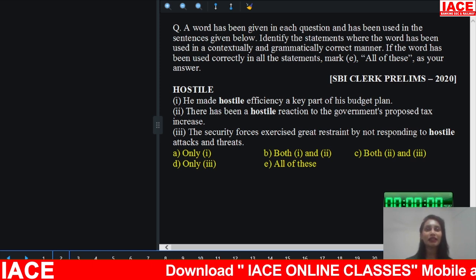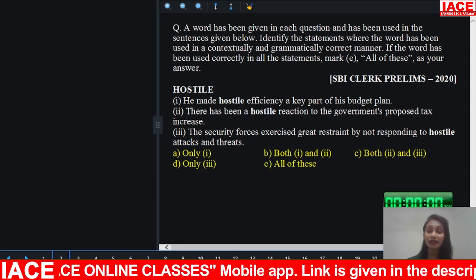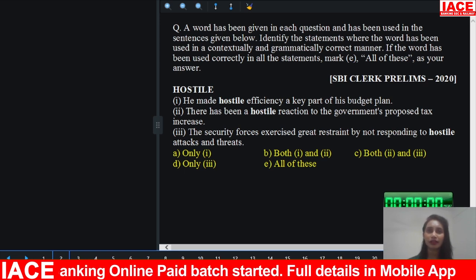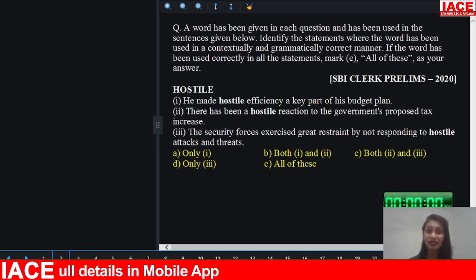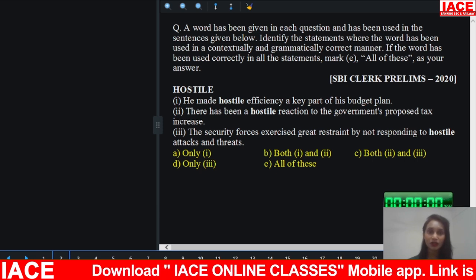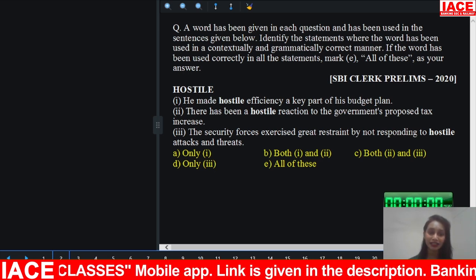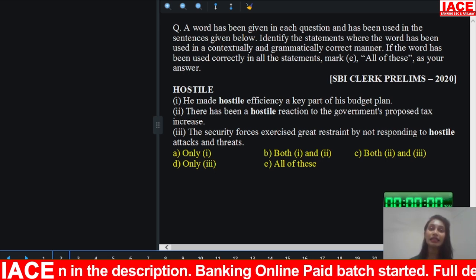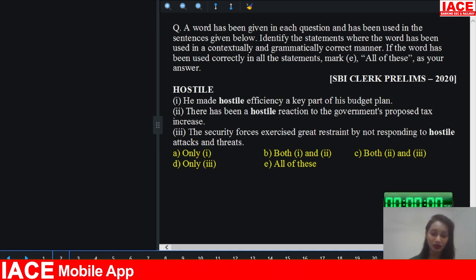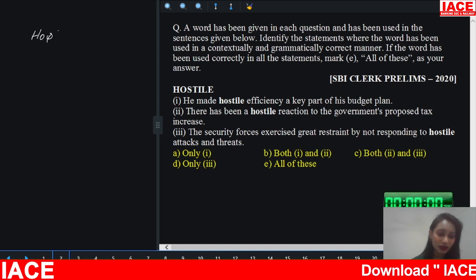Well, your time is up. Now, this question has been asked in SBI Clerk's Prelims of 2020. What do you have to do? What is the question? You have to find out from the given three sentences in which the word hostile is correctly used. So here a word is given, hostile, and three sentences are given. In which sentence is the word correctly used, and based on the options given, you have to choose the appropriate option. But first let us learn what is meant by hostile.